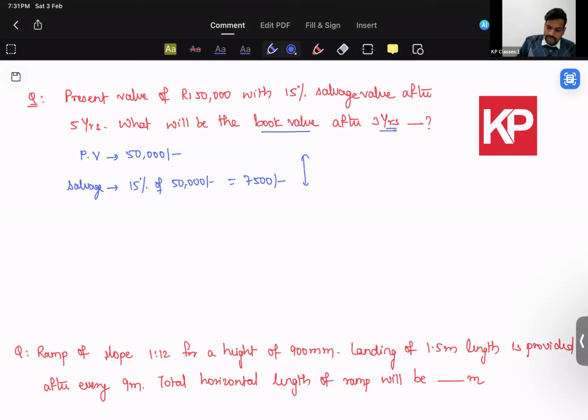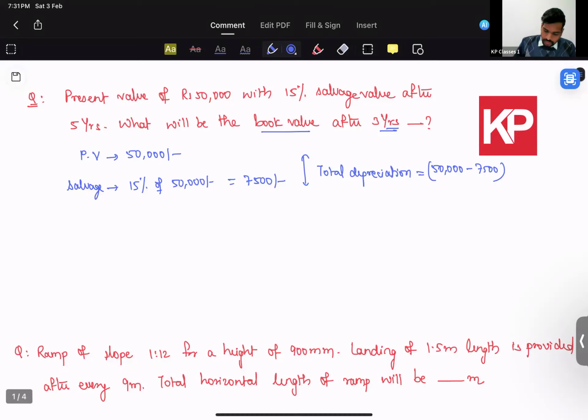From this, you can find out what is being asked. They're asking us the book value after 3 years. For book value after 3 years, they have stated to use straight line method, or they have mentioned using arithmetic or equal amount deducting every year. So that is basically the straight line method. For that, we can first calculate the total depreciation, and the total depreciation will come out to be 50,000 minus 7,500, which is 42,500 rupees. That's the total depreciation.